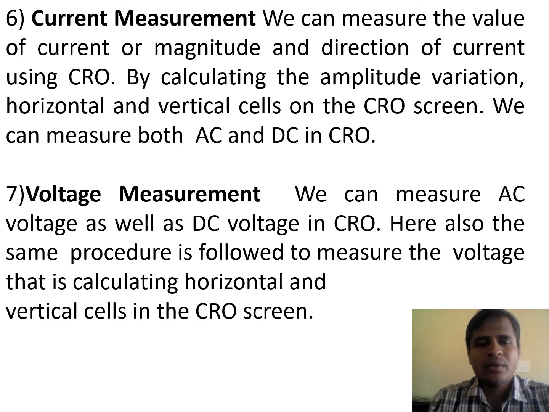Using CRO, the magnitude of both AC as well as DC current can be measured, that is by calculating the amplitude variation of horizontal and vertical cells on the CRO screen. Similarly, voltage can also be measured with the help of a CRO. Here also the same procedure is followed as in current measurement, that is by noting down the amplitude variation of horizontal and vertical cells on the CRO scale. So here also AC as well as DC voltage can be measured.